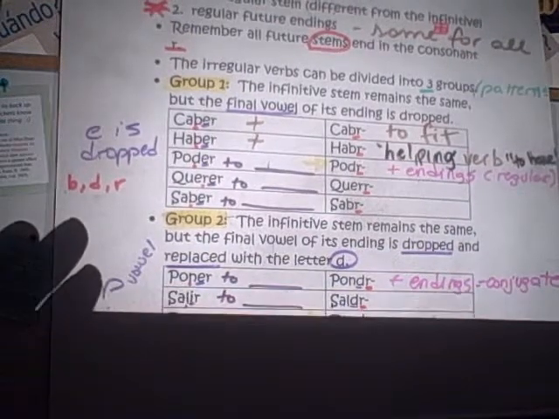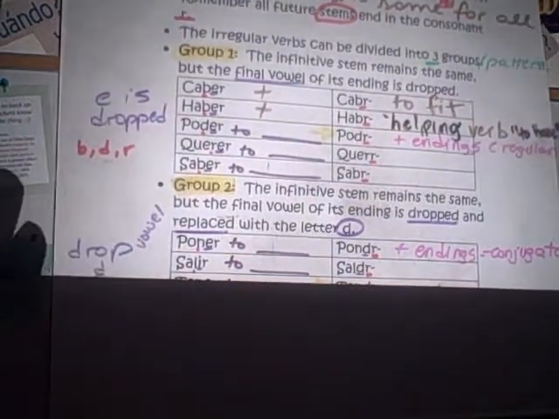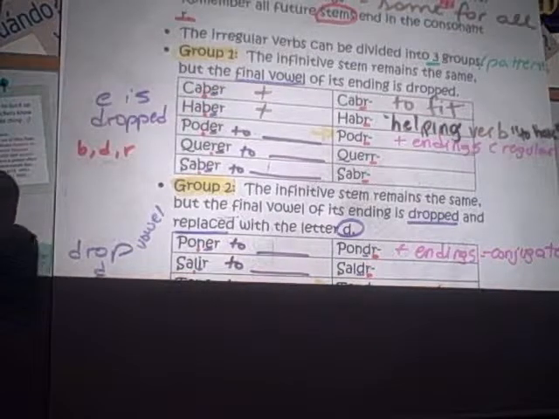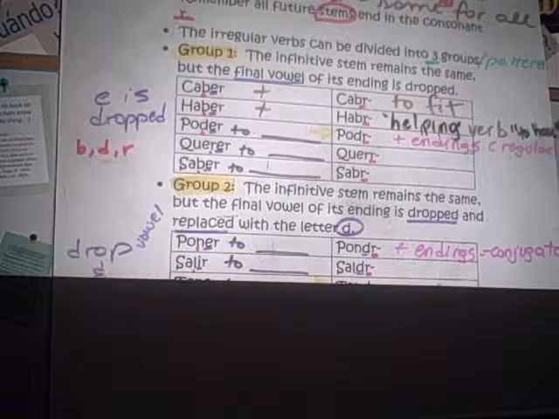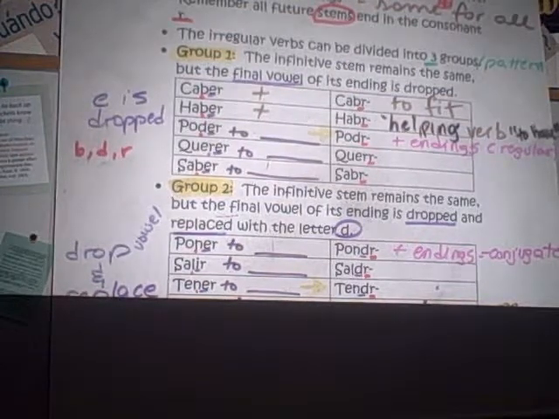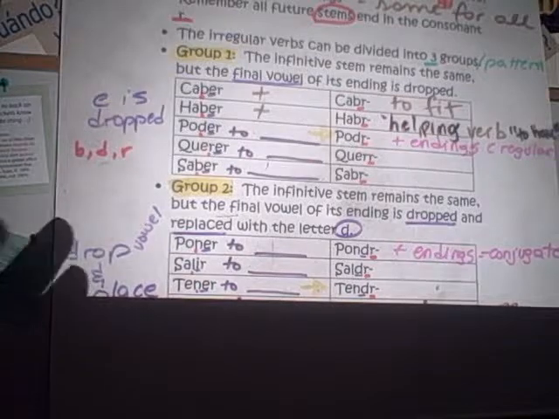Okay. Salir is to leave. And so you drop your I in this case and replace it with a D. So S-A-L-D-R is your stem. Tener is to have. So drop your E in this case, replace it with a D.